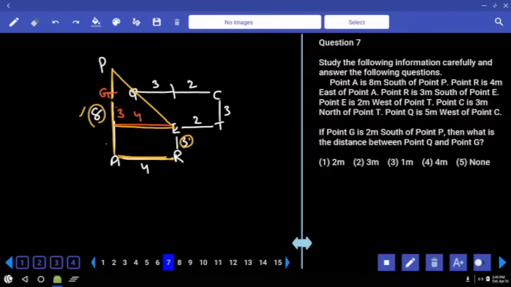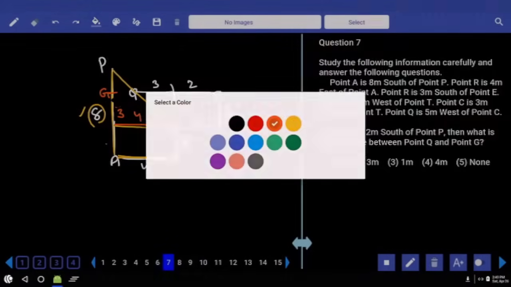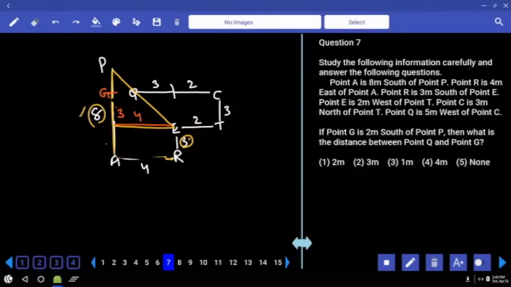Then what is the distance between Q and G? Now we need to find the distance between Q and G. What is the distance we have? The total distance between these two is how much? 4 meters. And out of which how much is covered here? 3 is covered. Then how much more is left over? 1 more. Then what is your answer here? Choice 3, question number 7.